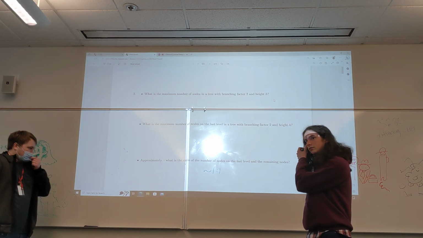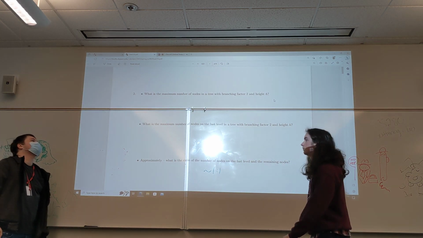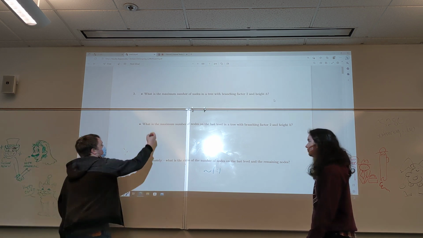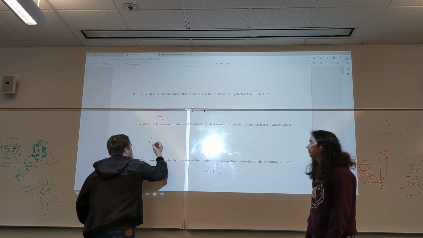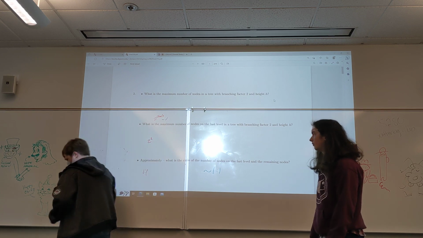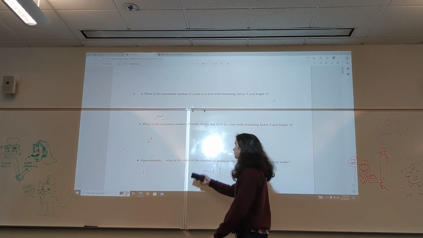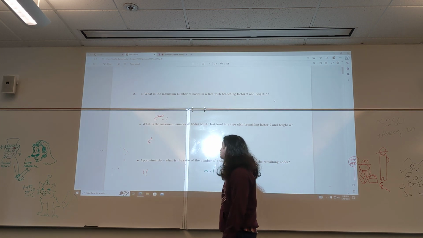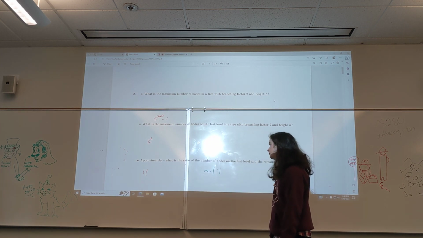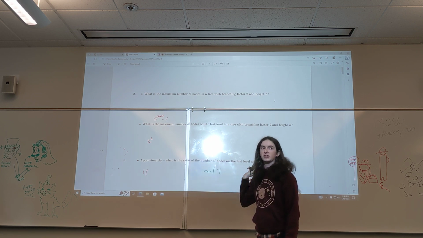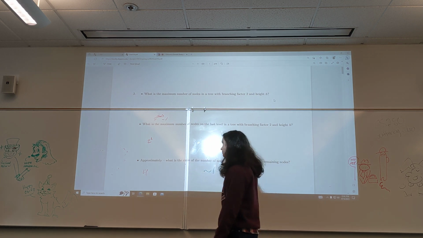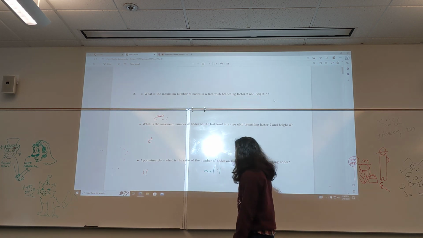What was the answer for the one above that? What's the maximum node in the last level tree? 2. And this one is 1 to 1 because it wants the approximate ratio without a specified h. So it's not a powers of 2 formula.